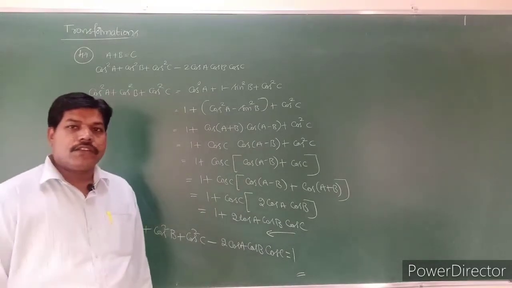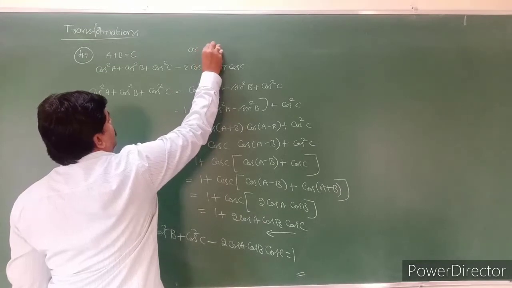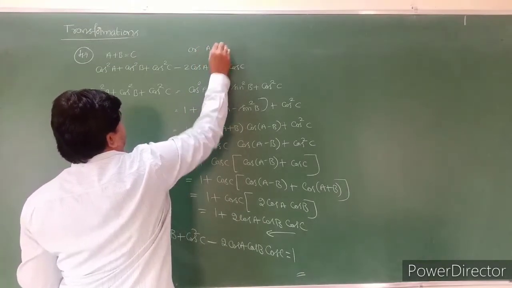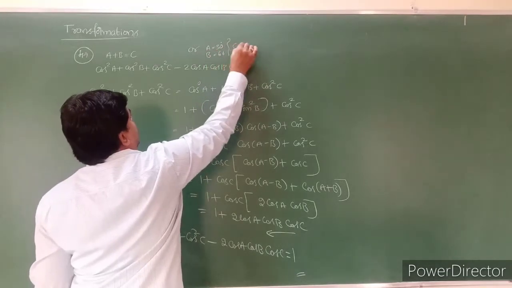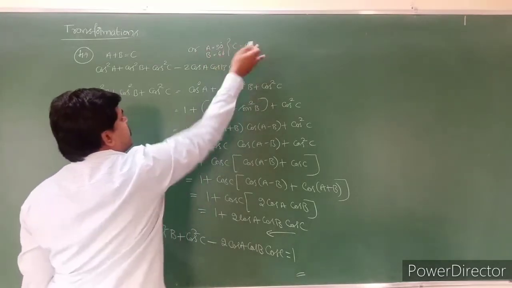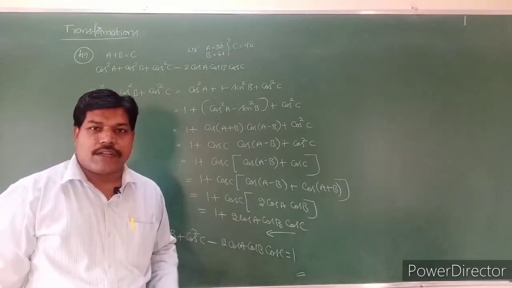Are you understanding that? Otherwise we can substitute, take A equal to 30, B equal to 60 and C equal to 90. A plus B is equal to C, so we can substitute and get the answer also. So do that in that model also.